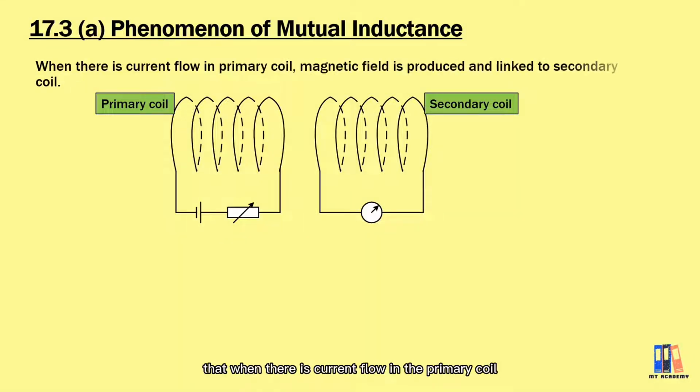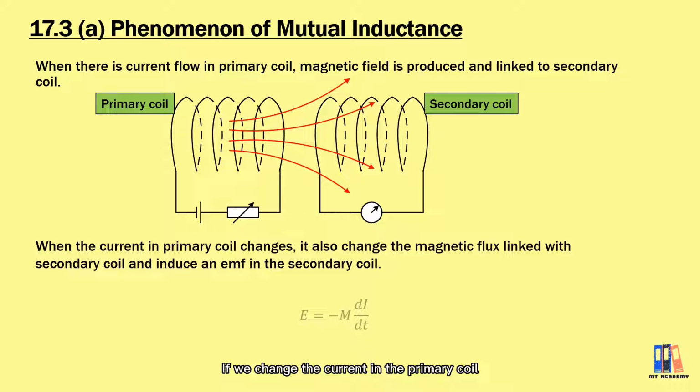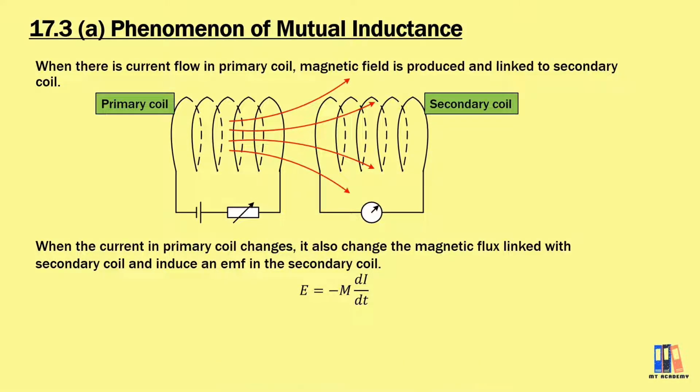We have learned that when there is current flow in the primary coil, a magnetic field is produced and it will link to the secondary coil. If we change the current in the primary coil, such as by adjusting the value of the resistance, this also changes the magnetic field that links to the secondary coil. And according to Faraday's law, there will be an induced EMF in the secondary coil. In short, mutual inductance is a phenomenon in which an EMF is induced in a coil when there is a change in current in a neighboring coil.